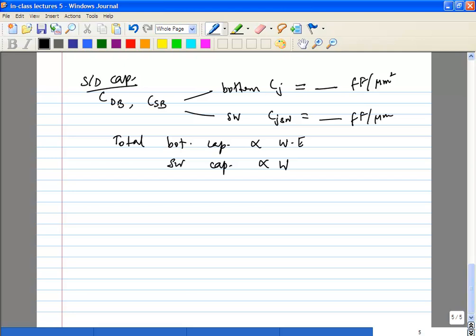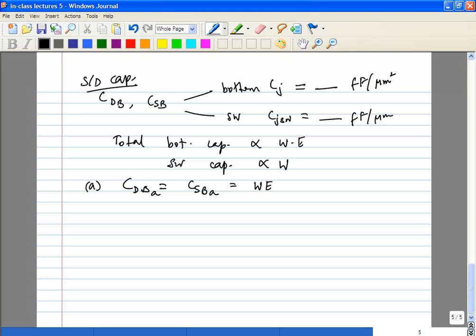Now let's calculate the total capacitances for these two structures. Have you done this before in any of the analog courses? No? This is something used quite often in the basic analog course, but if you have not done it, I'll do it here. If you take the case of A, let's look at CDB and CSB. CDBA is the same as CSBA because it's a completely symmetrical structure.